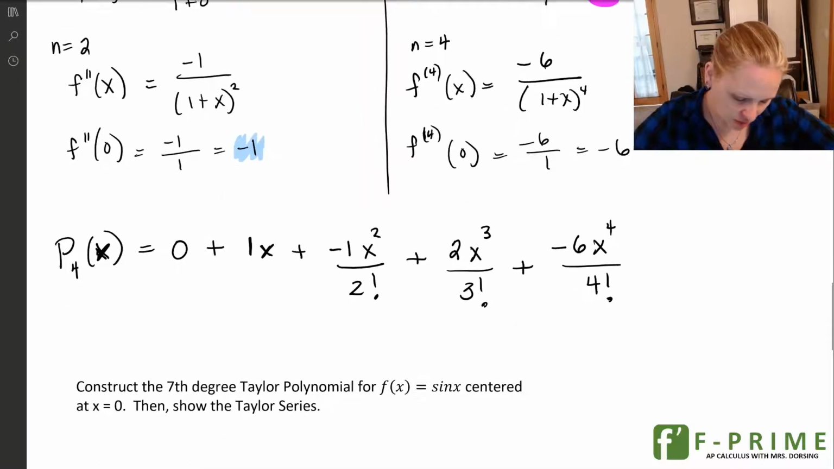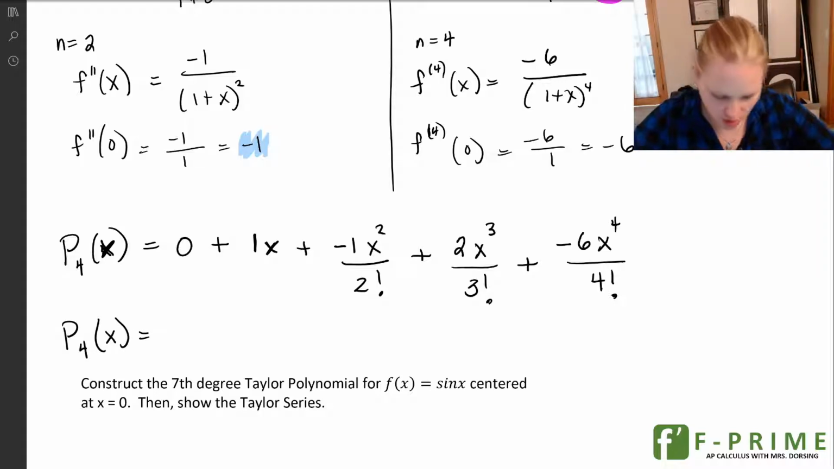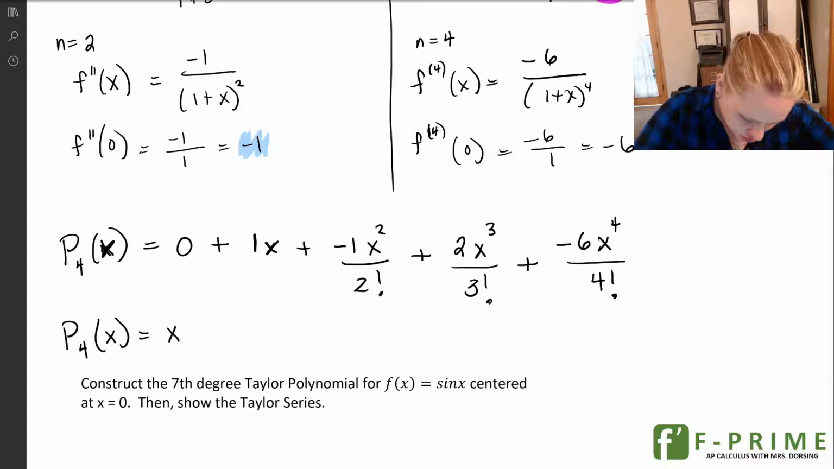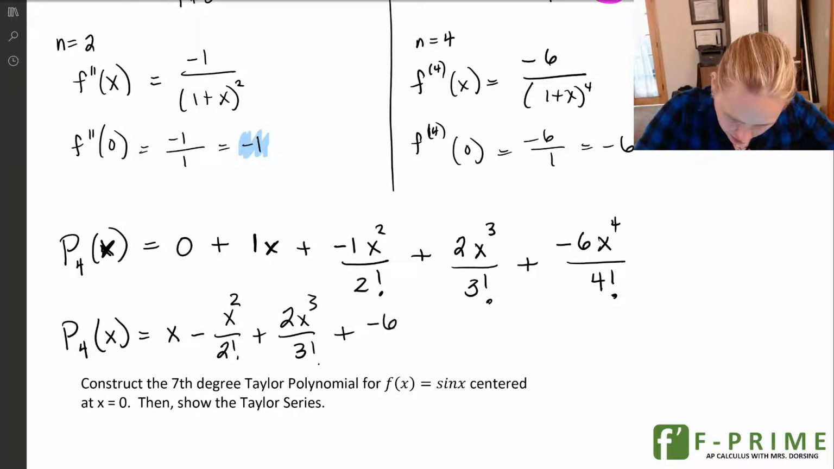Now if I wanted to simplify this, I could. I'm not going to. I'm going to leave those factorials. As long as you know how to multiply them out, you can leave it. You don't have to write the 0, so you're just going to go x minus x squared over 2 factorial plus 2x cubed over 3 factorial plus negative 6x to the 4th over 4 factorial.